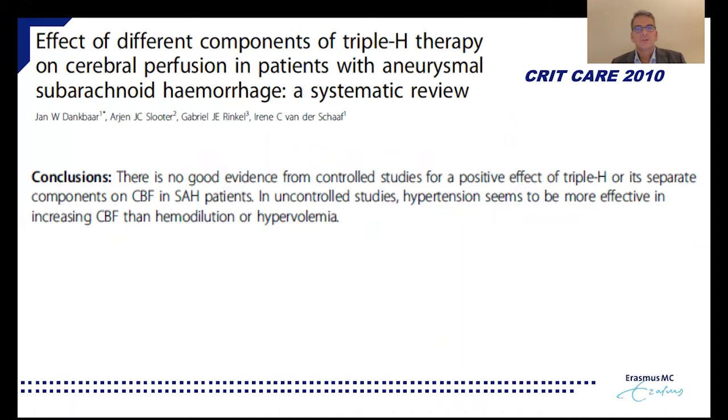So this is the pathophysiology, but then we have a systematic review from Dutch colleagues showing that from the few studies that were present at that time, this was 2010, there was no good evidence for a positive effect of triple H or its components, but the most hopeful was in fact induced hypertension, which was also justification to do the induced hypertension trial, which I will discuss in a moment.